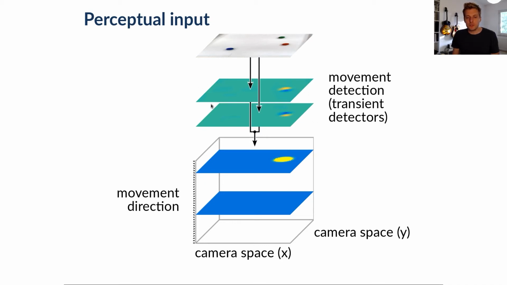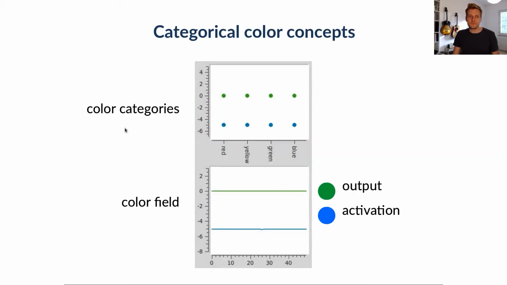There's a layer in between here, which is a neural model of movement detection. It's based on transient detectors, which are set up at every pixel position. I'm not going to go into detail here, but just to mention that this is a neural mechanism. Good, so this is the perceptual input.